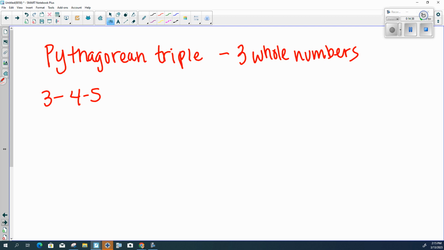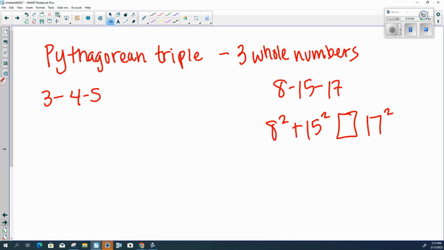So I want you to check one more. We'll do 8, 15, 17. Is this a Pythagorean triple? So you're going to try 8 squared plus 15 squared, and you're going to see if it equals 17 squared. So give it a try. Again, on the homework, it'll say, find the missing side. And then you find it, and then it'll say, is this a Pythagorean triple? And so we are just looking to see, are all three of them whole numbers?